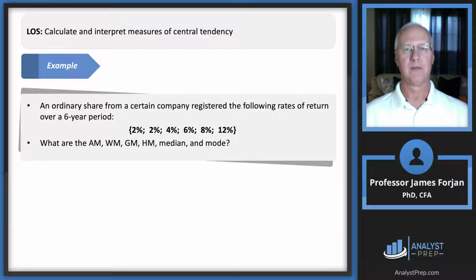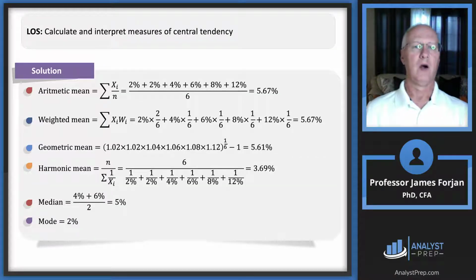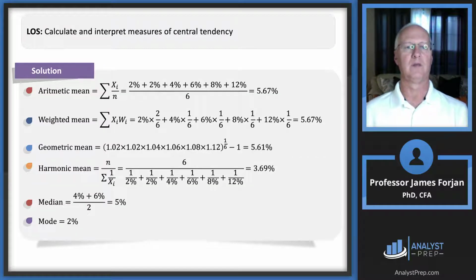So how about if we take a look at some stock returns over the past 6 years? 2%, 2%, 4%, 6%, 8%, and 12%. Let's go ahead and compute all of these points of central tendency. And feel free to pause the recording and get out your calculator to make sure that you can confirm that all of these are accurate and that you can calculate this on the exam, because the LOS does read calculate.